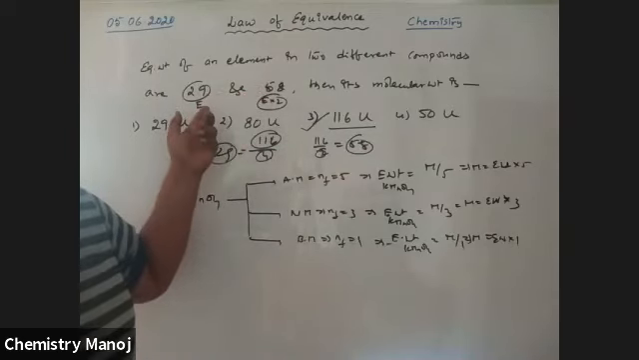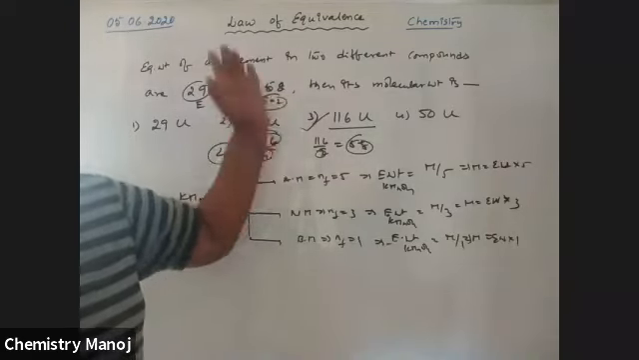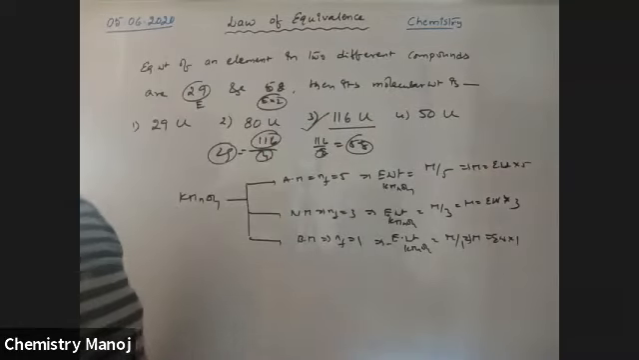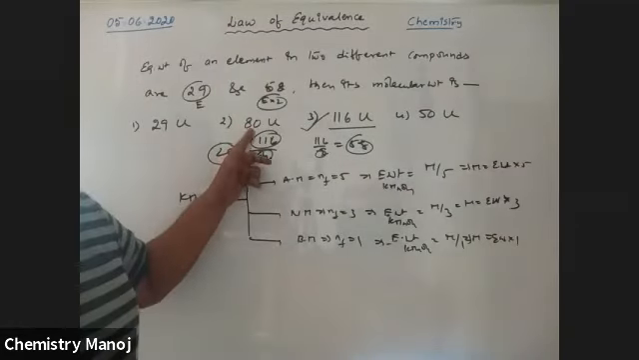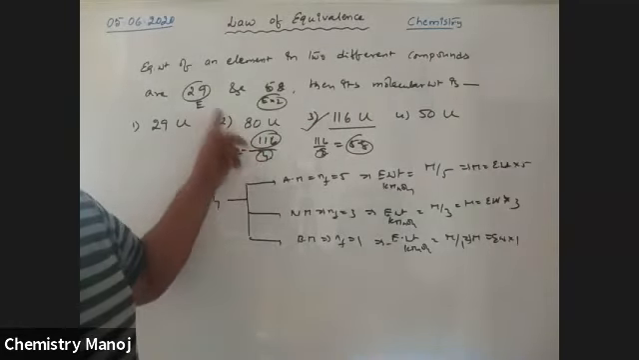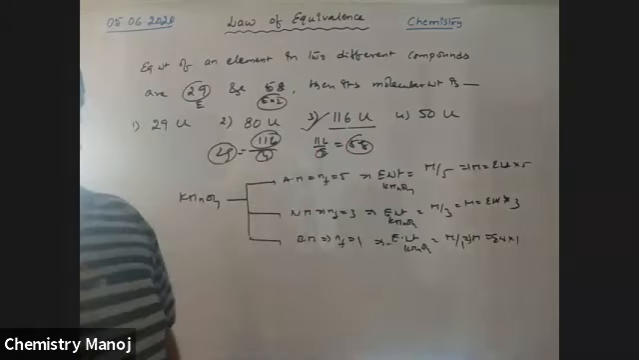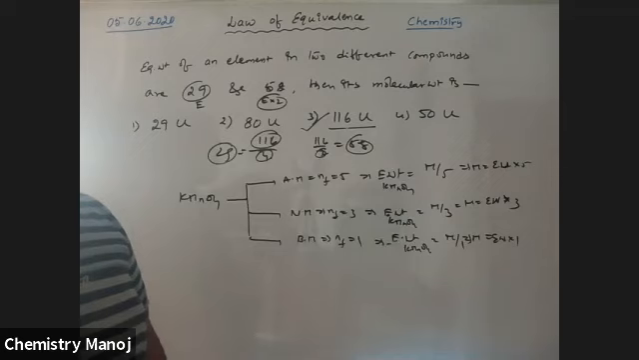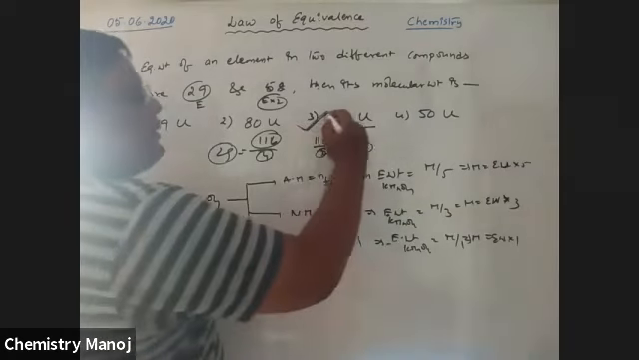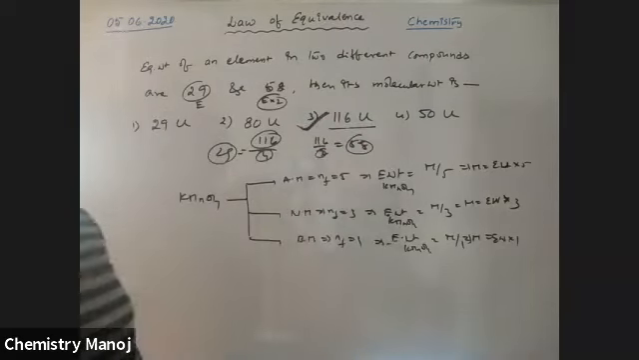So it is not 29. It is not 58. It should be greater than 58. So here 80 is not a multiple of 58. Not a multiple of 29. 50 is not a multiple of 58 or 29. It is not possible. It should be greater than 29. Therefore, the one and only option is 116 units, unified mass. Therefore, the answer is 3. Are these clear, my dear boys? Very, very important.